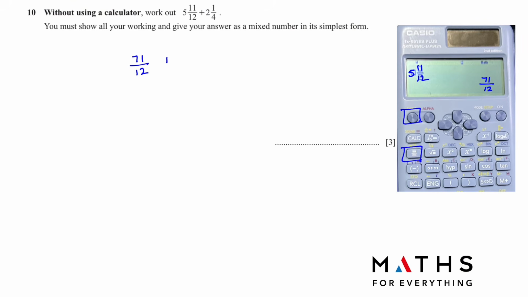Same way you're going to find for the other fraction. Write 2, 1 and 4. This will give you 9 over 4.